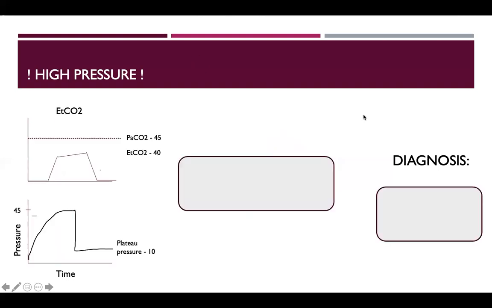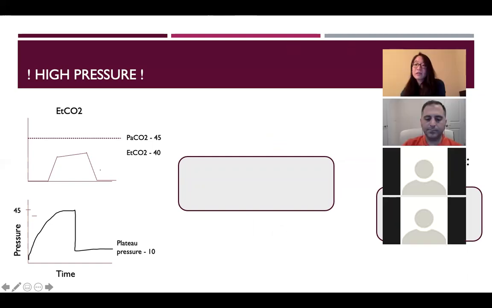All right, and for high pressure, let's say you walk in, and this is your warning, and these are your end tidal and pressure graphs. What do you guys think?